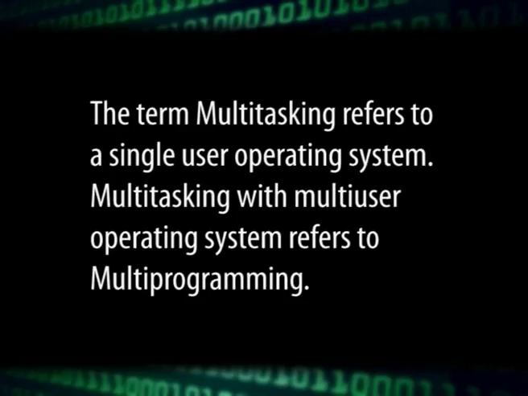A single CPU cannot execute all the programs at the same time. Therefore, the CPU executes every program for a fixed duration of, say, 100 milliseconds in a round robin fashion. The rotation of 100 milliseconds is so quick that it gives an impression to the user that the CPU is simultaneously working on all the programs. The term multitasking refers to a single user operating system. Multitasking with a multi-user operating system refers to multi-programming.